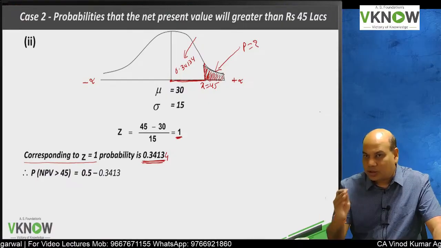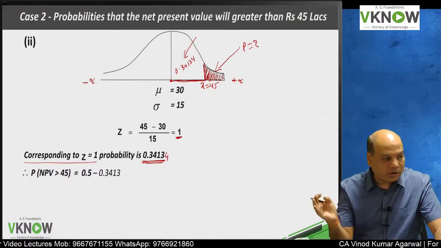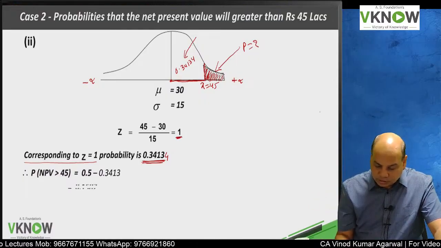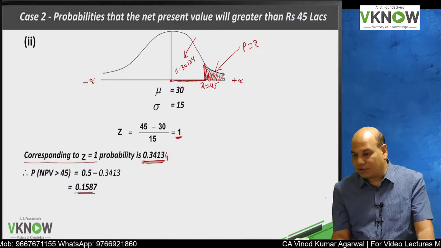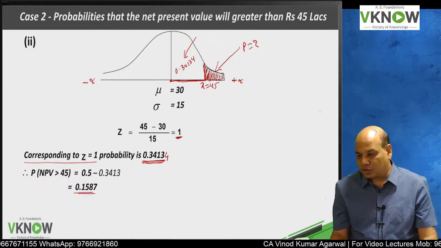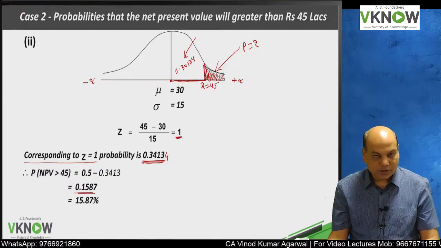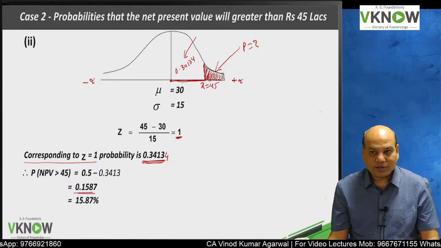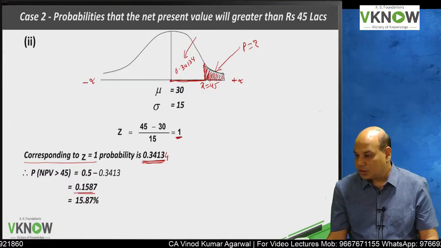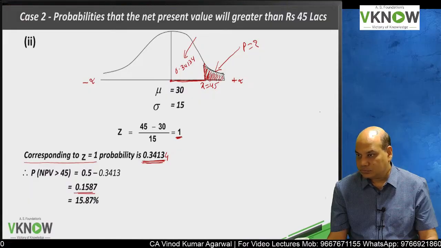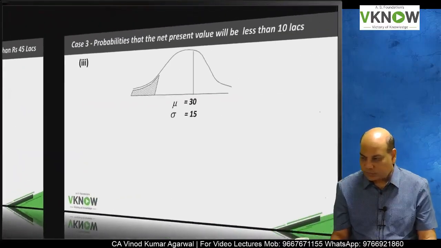Total probability on the right side of the mean is 0.5. Remove 0.34134 and your answer would be approximately 0.1587. You can also write it as a percentage, 15.87%. This is the answer of the second part.